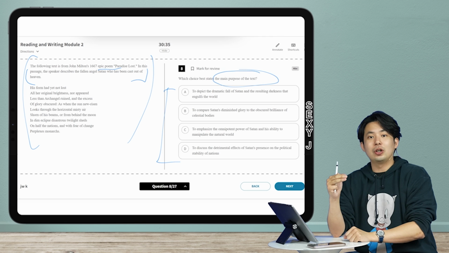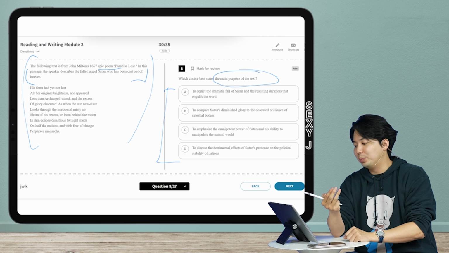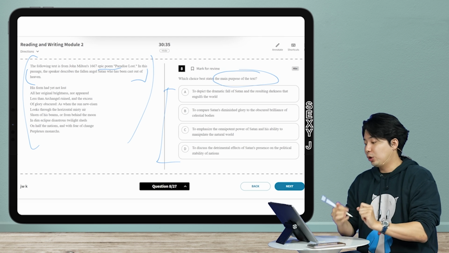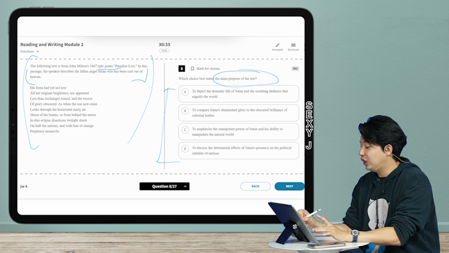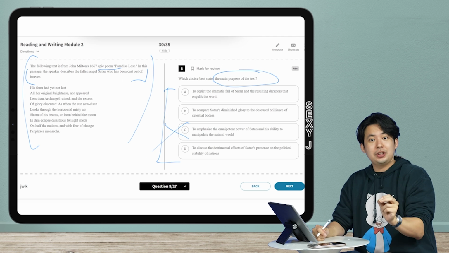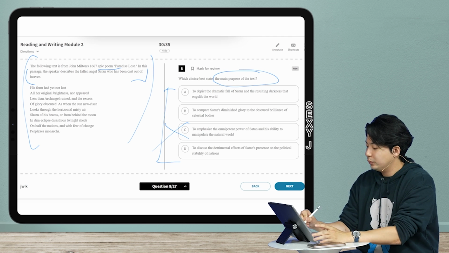So even if I'm not 100% sure that I understand John Milton from 1667, I do know for sure College Board is not going to pick this as an answer. How do I do that? First look at C. Terrible answer. What rule of SAT test taking does that break?